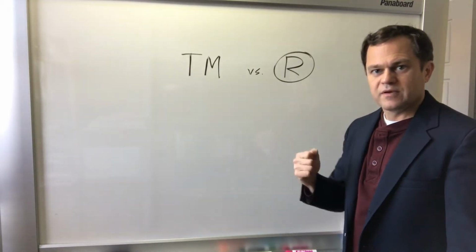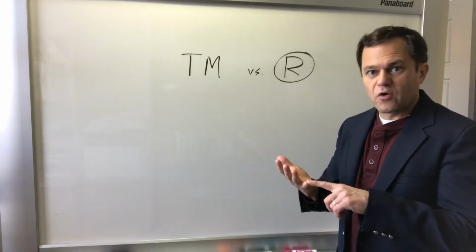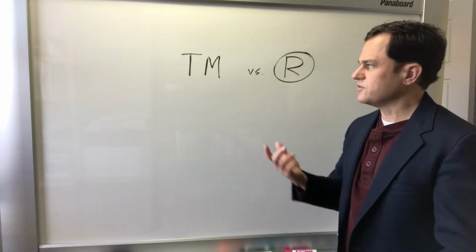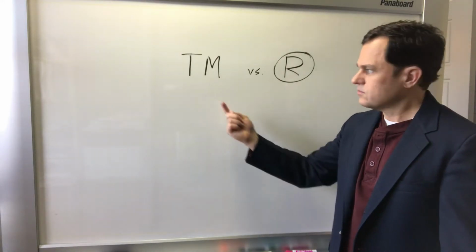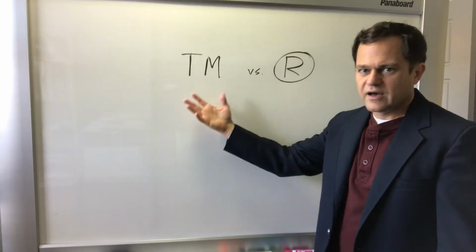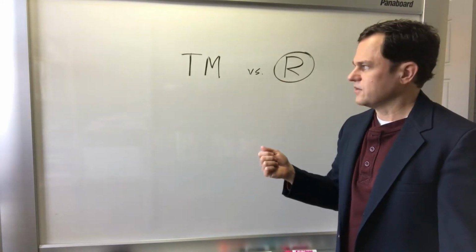A TM is the notice that you use to identify that your slogan, your word mark, or the logo that you're using is entitled to whatever rights it is. It's just giving a notice. It's even used for common law notice.